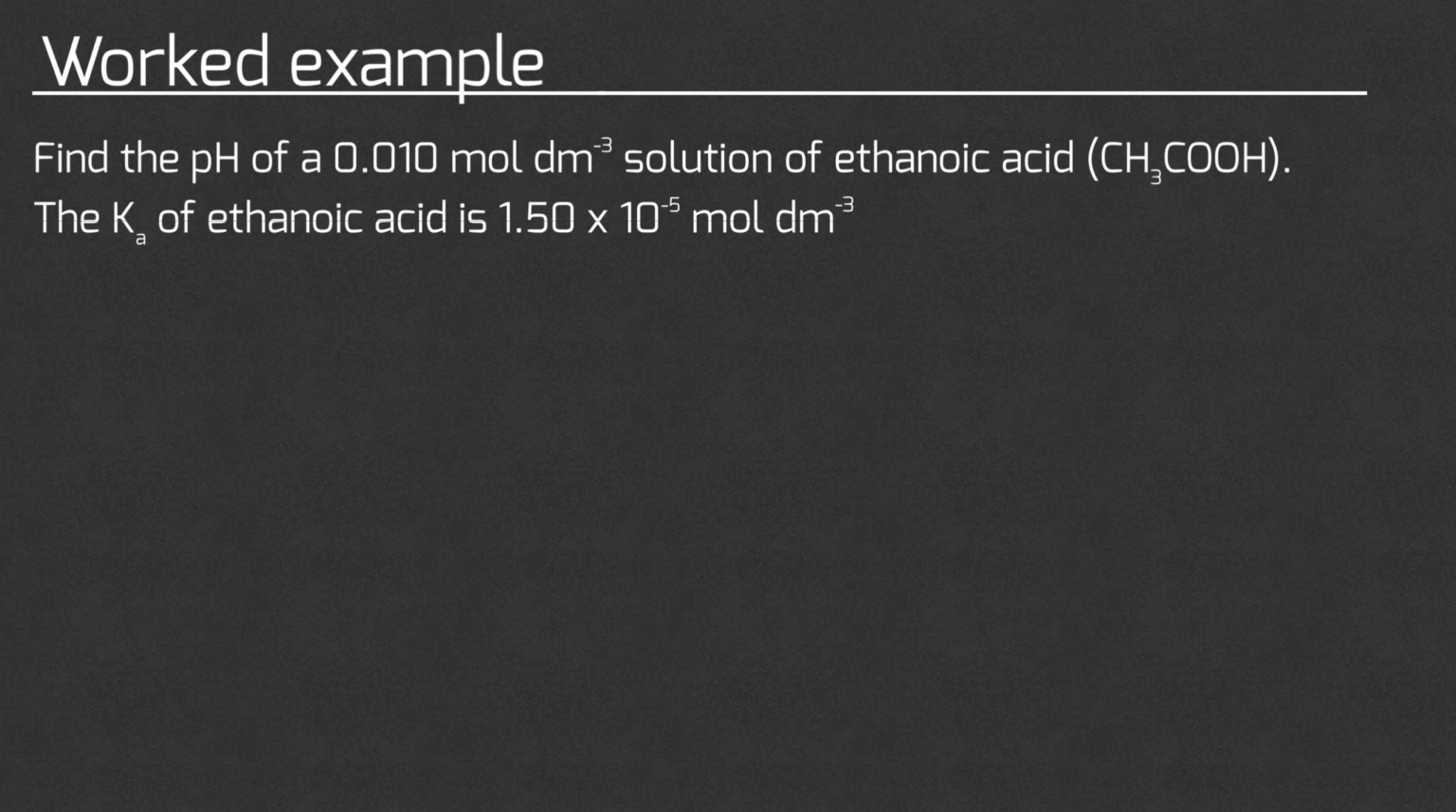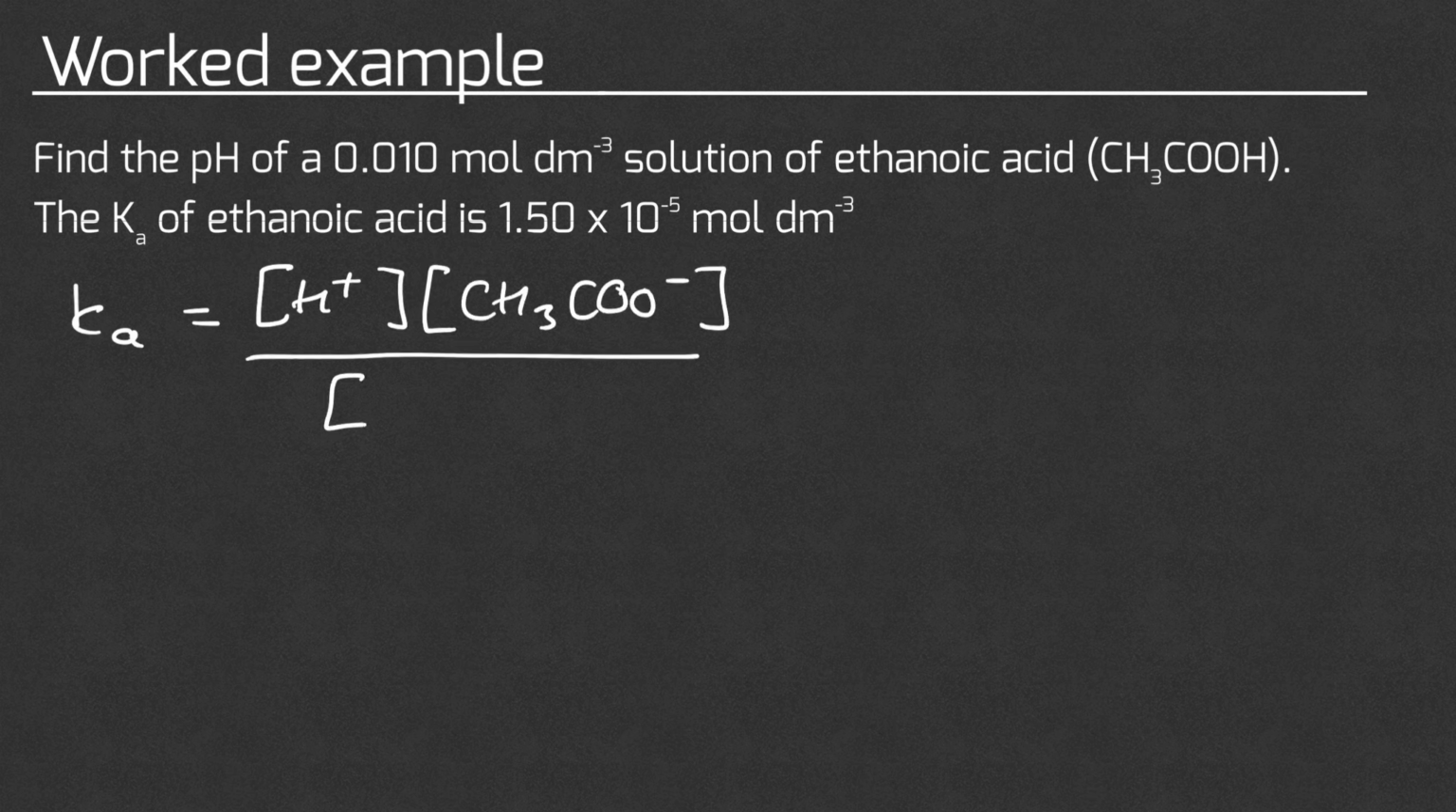For this worked example, we're finding the pH of a 0.01 mole per decimeter cube solution of ethanoic acid. The Ka of the ethanoic acid is given as 1.5 times 10 to the minus 5. The first thing we need to do to answer this question is to write out the Ka equation, so the equilibrium equation. So we can say that Ka equals the concentration of hydrogen ions times the concentration of the ethanoate ion divided by the concentration of ethanoic acid.